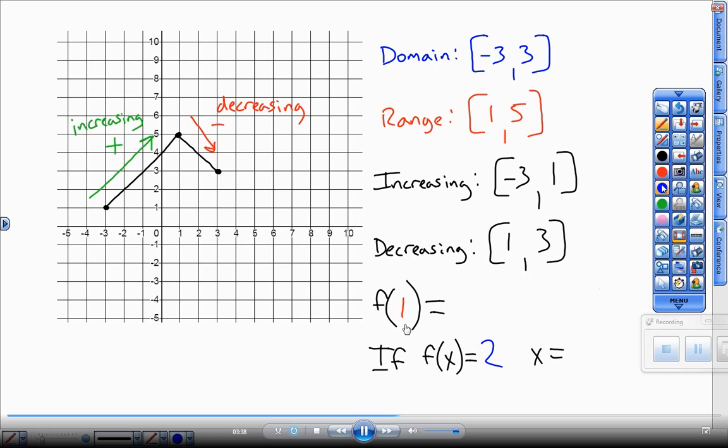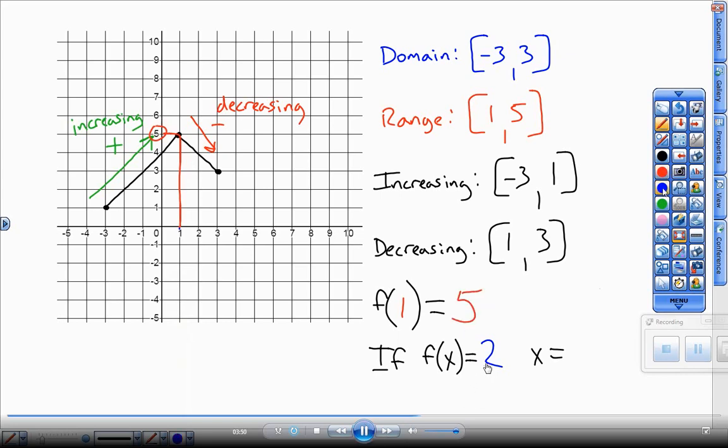I need you to know these. F of 1, this is me giving you the x number. X is 1. What is y? So find x is 1 on the x-axis when you see this. Go up until you hit that line, look to the left, and find that y value. So when f of x, when x is 1, y gets spit out as 5.